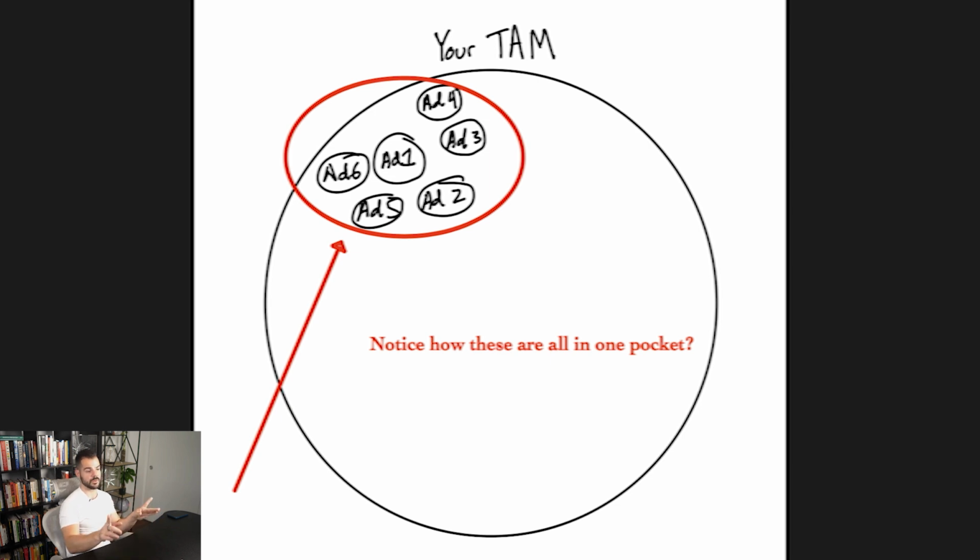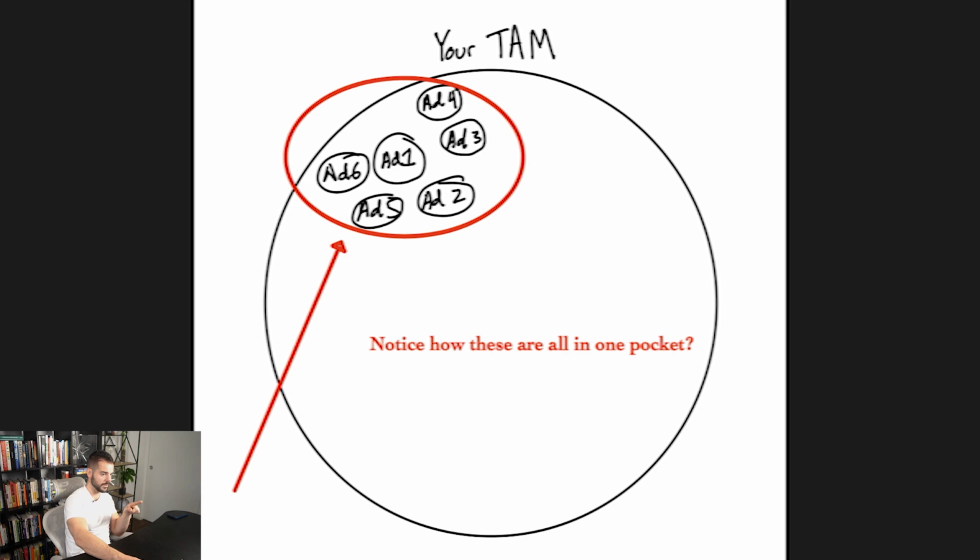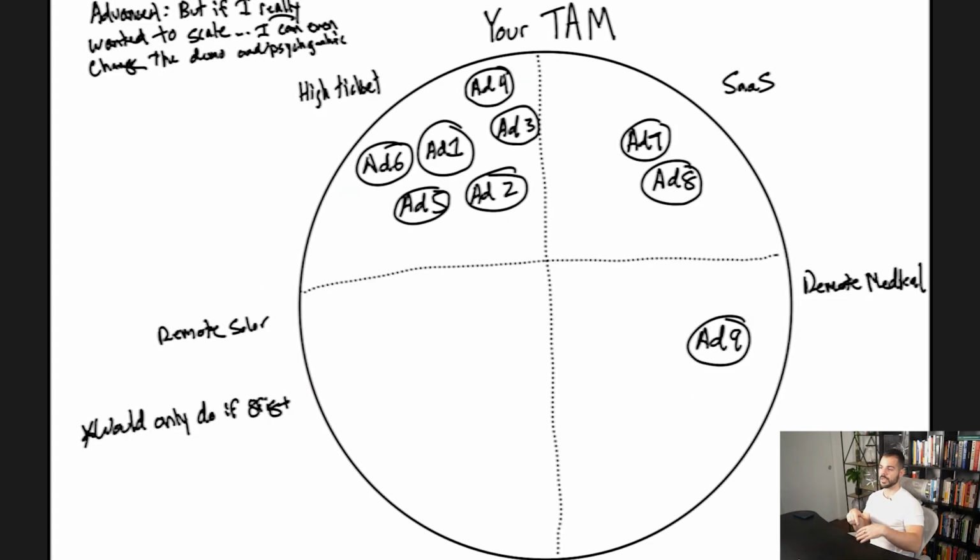Now, here's another thing that's really cool. We're going to get into more of an advanced strategy here. So notice how when I was making new ad concepts and variations, they all are kind of still in the same pocket here. They're in the upper left-hand corner, right? Well, this is more advanced when you're really trying to scale to like multiple 8 figures or even 9 figures. And this is part of my scaling strategy at the moment. Is, again, let's say this is all of my TAM.